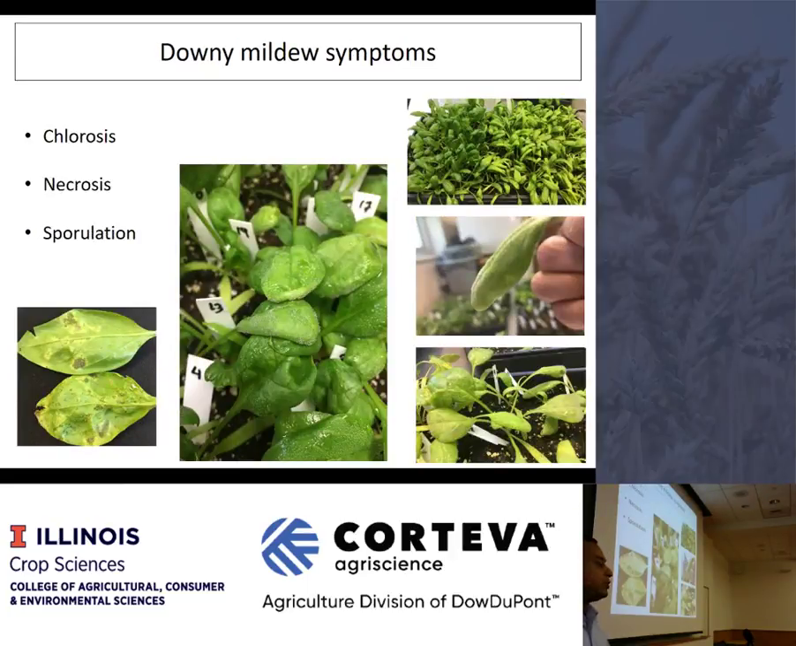Here are the symptoms and signs of downy mildew. In the field condition, they will show gray to blue patches of spongy growth on the underside of the leaf. But in greenhouse experiment, we can easily observe the sporulation on leaves on both sides, upper and lower surface.